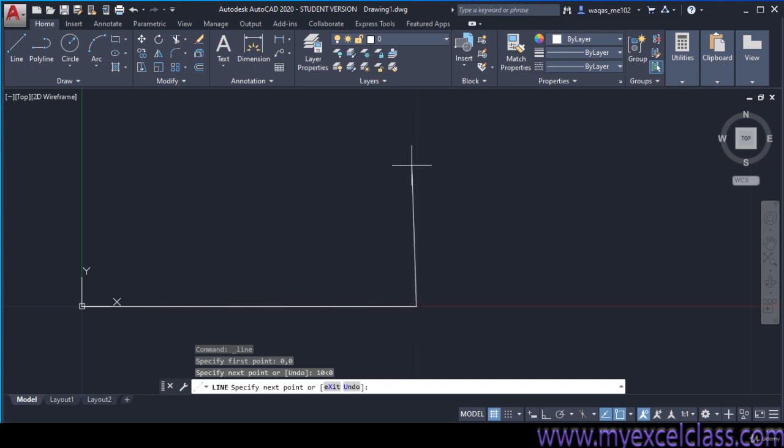So what will be the next point in the polar coordinate system? That will be 5 at the angle of, what will be the angle? 90.